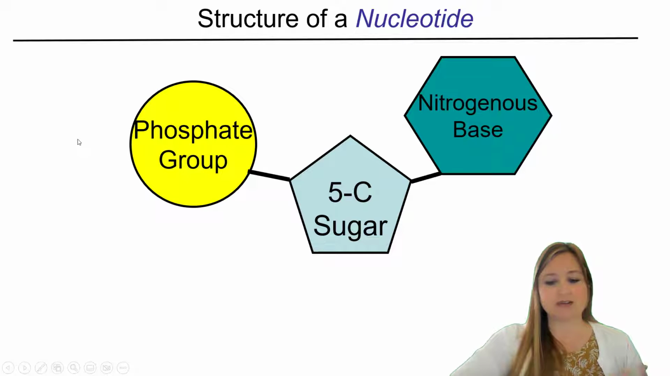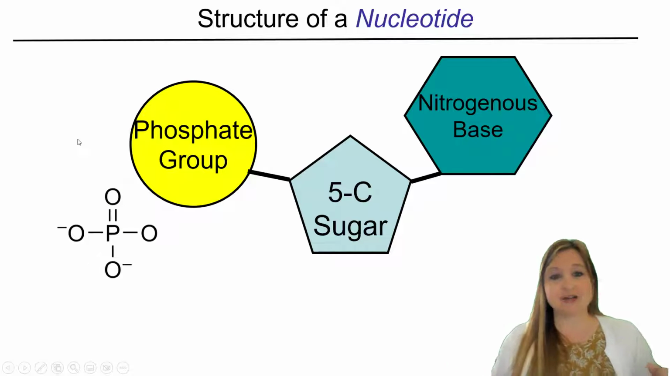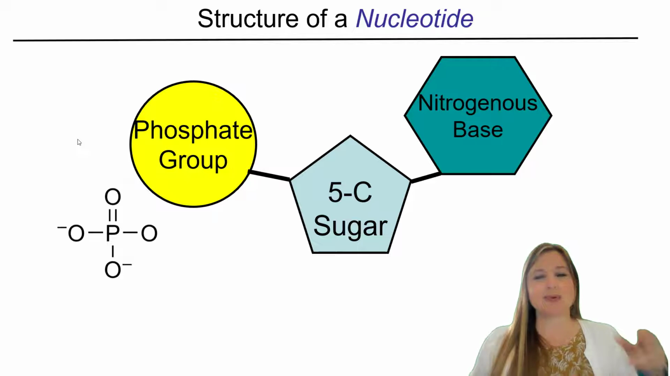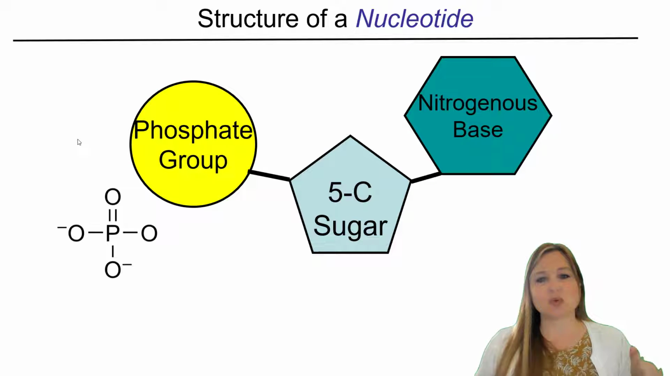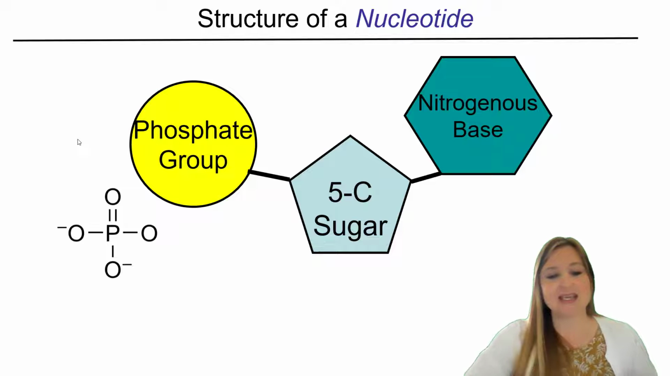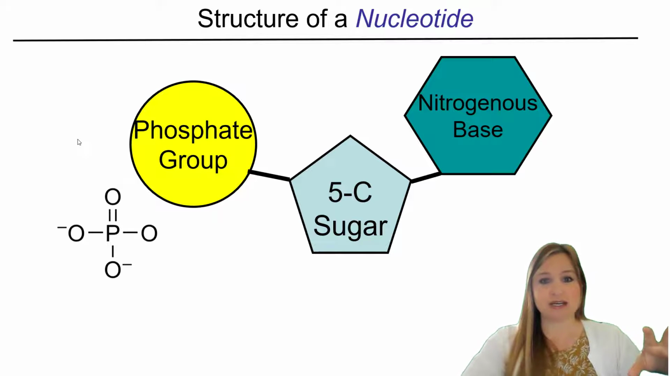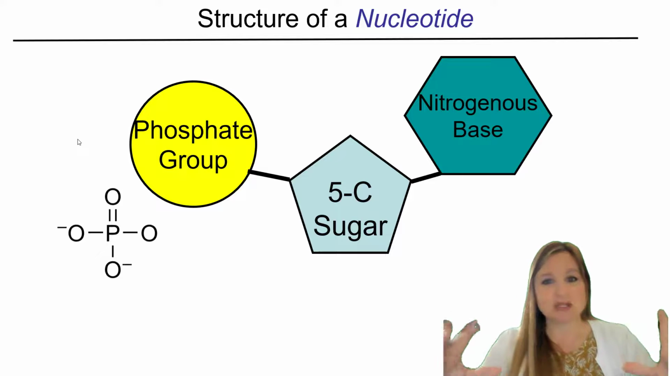Now, just as a reminder, a phosphate group is a phosphorus atom that's bonded to 4 oxygen atoms. You can see 3 of those are with a single bond, and 1 of the oxygens is bonded to the phosphorus with a double bond. So that's a phosphate group. Now, again, this is the nucleotide we're looking at.